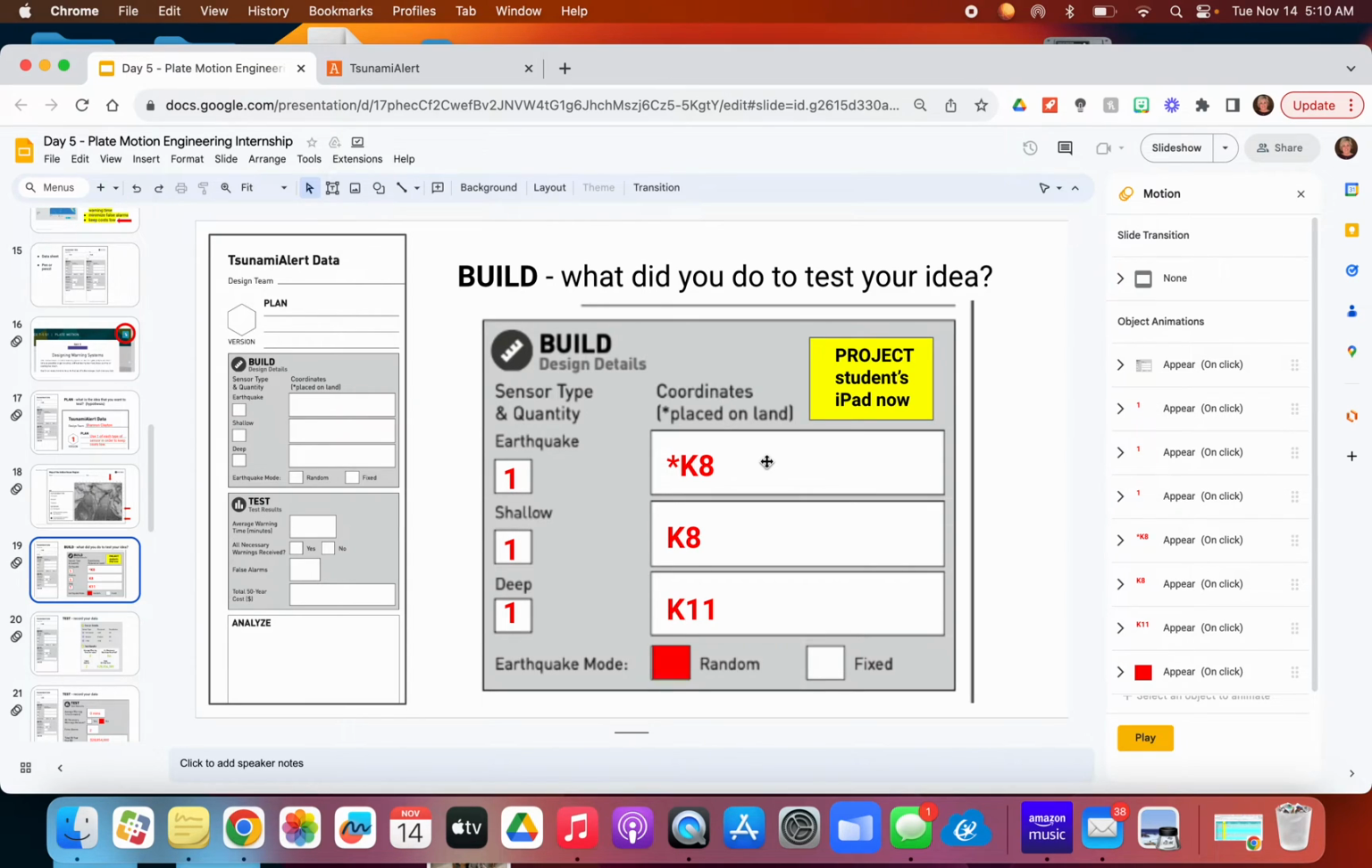Eventually, you're going to take a picture of each part of this data plan, and you're going to use that in your presentation. So it is very important that you have this accurate. I want to be able to go back, put my sensors there, and get exactly what you got. And then don't forget here, the earthquake mode is just automatically set to random. So go ahead and make sure that you color that in.